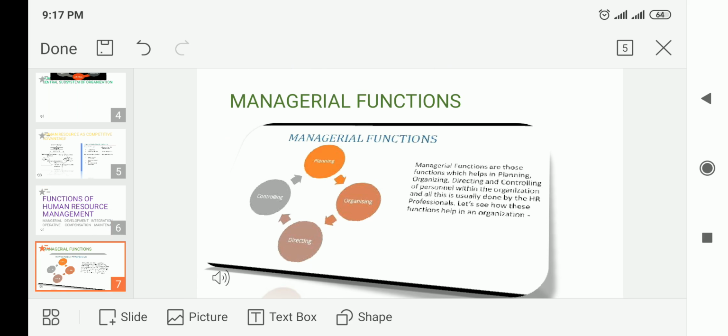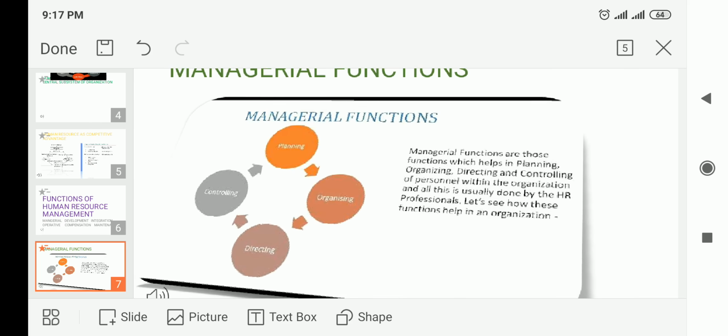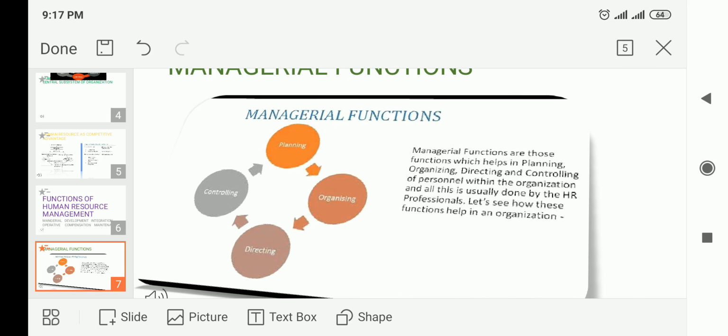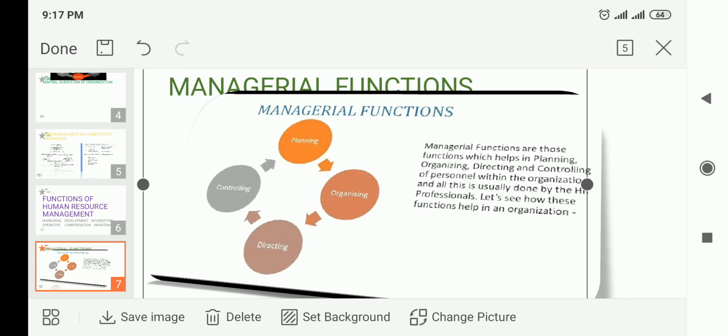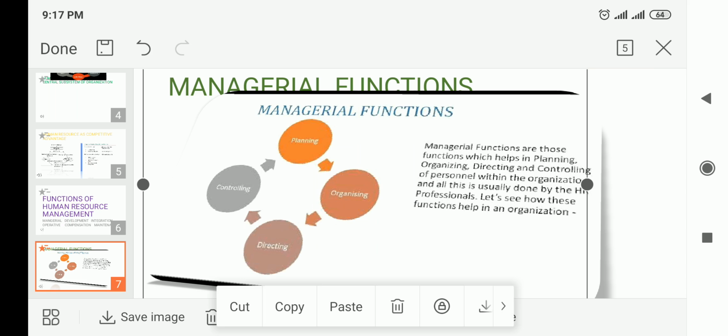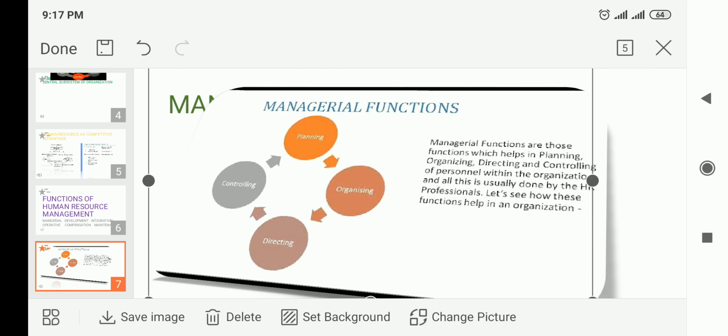The managerial function, if you can see the slide, I've already changed the slide. How many of you can see the slide? Yes, you can click on it and you can see it. And let me make it bigger. Now I made it bigger. Managerial function. Now I believe you can see the slide. Yes. Good.